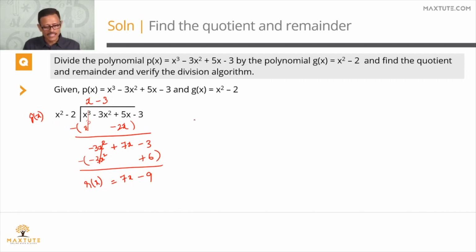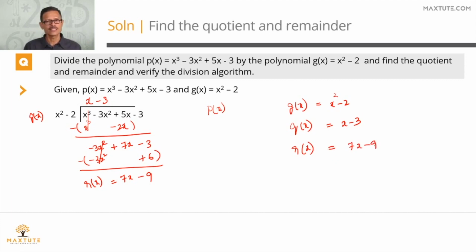So what do we have right now here? P of x is x cube minus 3x square plus 5x minus 3. What was g of x for us? G of x was x square minus 2. What is the quotient of this division? Q of x ends up being x minus 3. Do we have a remainder? Yes, the remainder is not 0, which means x square minus 2 is not a factor of this polynomial, and the remainder ends up being 7x minus 9. The verification process, let's do it in the next slide.